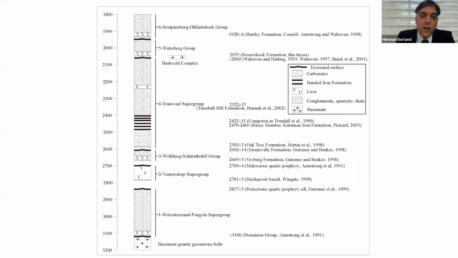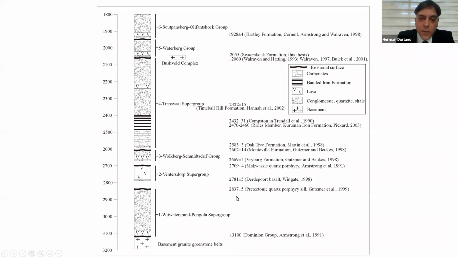This is a sketch from my thesis that I completed in 2004. It's the cover sequences on the Kaapvaal craton of sedimentary rocks. You have at the bottom the Witwatersrand-Pongola supergroup, then the Ventersdorp supergroup, the Wolmaransstad-Smitsdrift group, the Transvaal supergroup, the Waterberg group, and the Soutpansberg-Olifantshoek group.